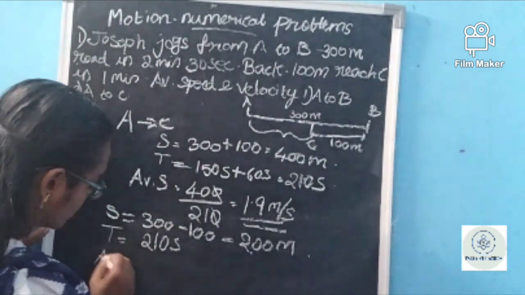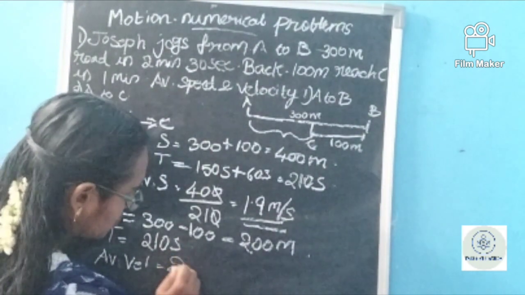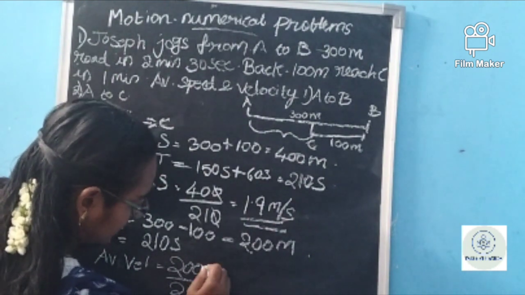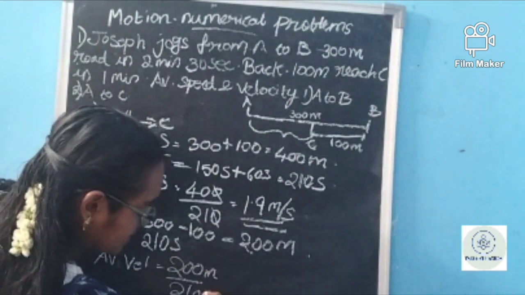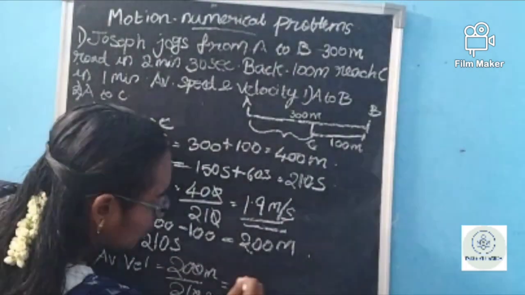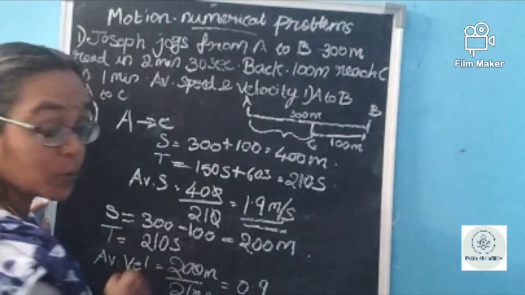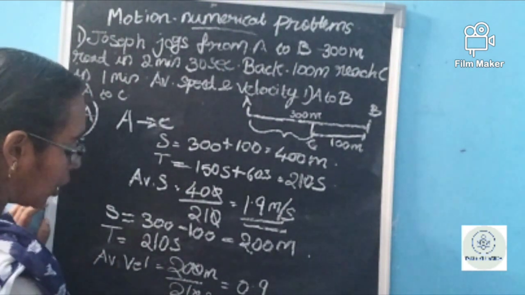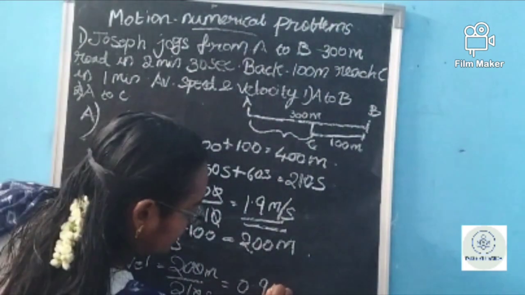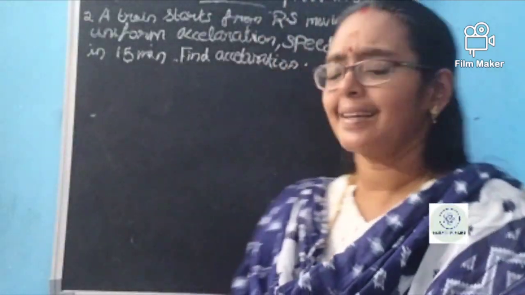And average velocity is equal to 200 meter divided by 210 seconds. It will be almost 0.9 because 21 divided by 21 will be 1. So here it is 20, so it will be less than that, but it will not be much lesser. So that will get 0.9 meter per second. This is it.